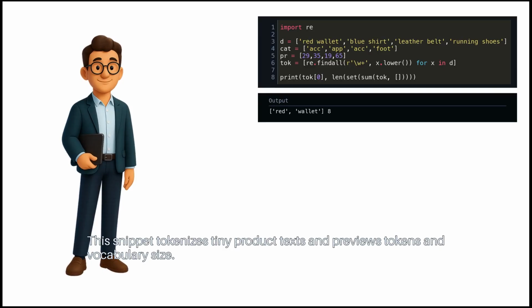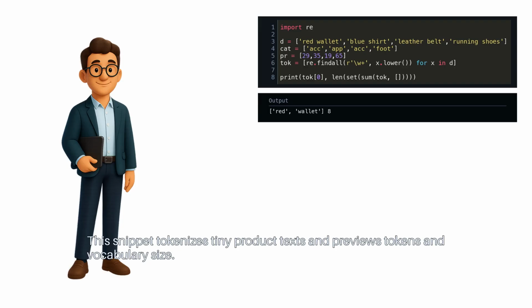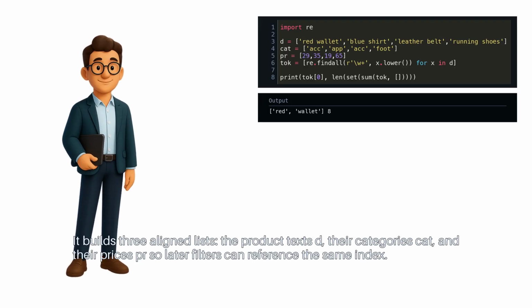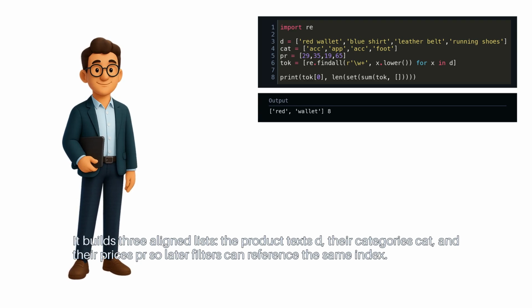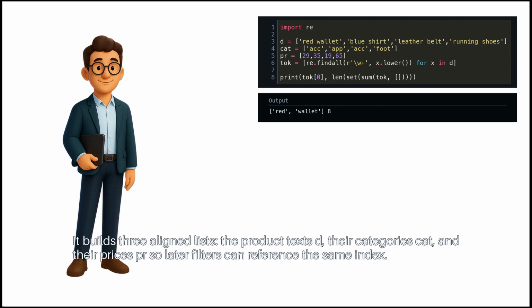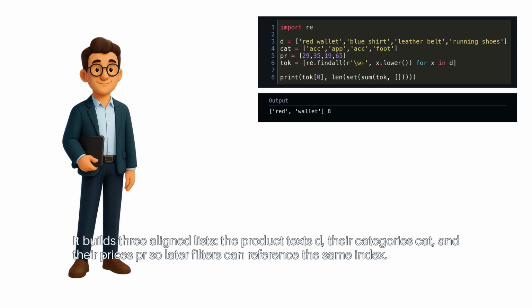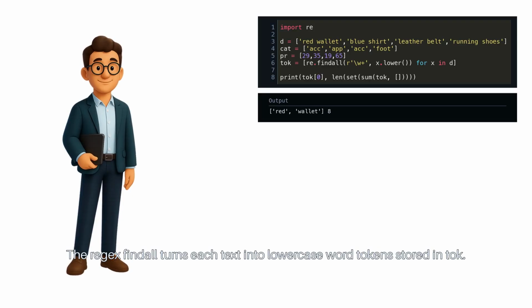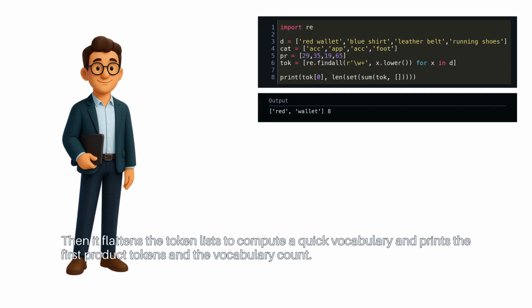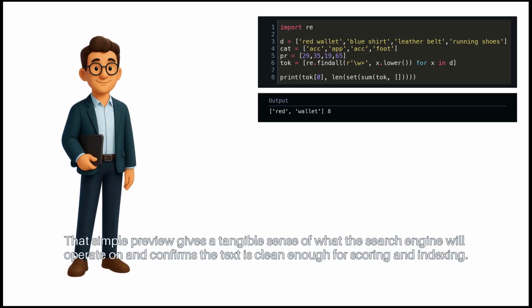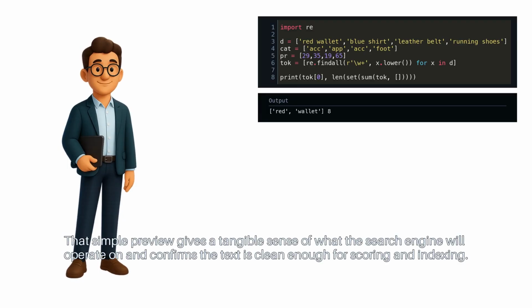This snippet tokenizes tiny product texts and previews tokens and vocabulary size. It builds 3 aligned lists: the product texts D, their categories cat, and their prices PR, so later filters can reference the same index. The regex find all turns each text into lowercase word tokens stored in TOC. Then it flattens the token lists to compute a quick vocabulary and prints the first product tokens and the vocabulary count. That simple preview gives a tangible sense of what the search engine will operate on and confirms the text is clean enough for scoring and indexing.